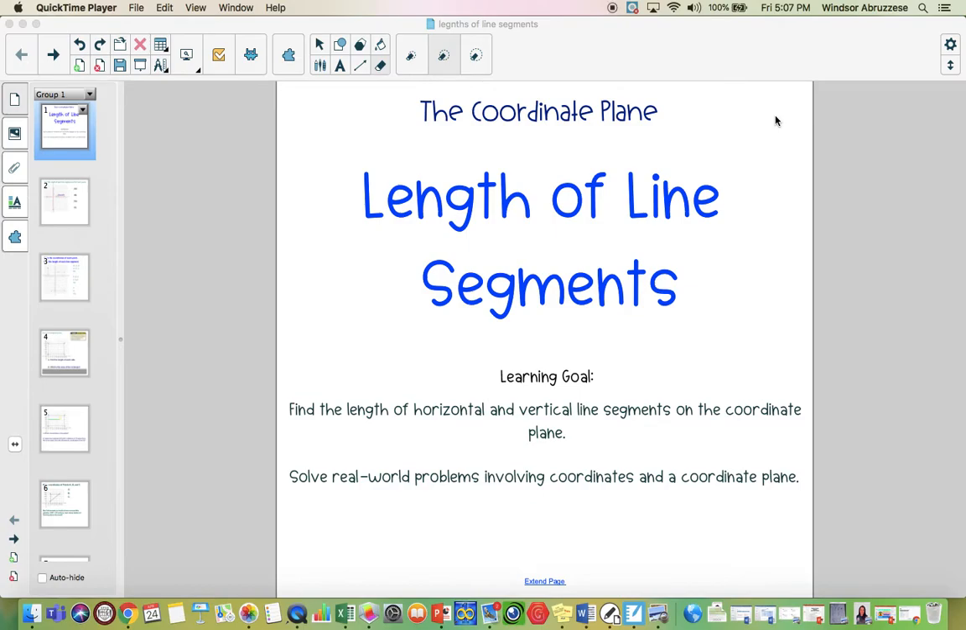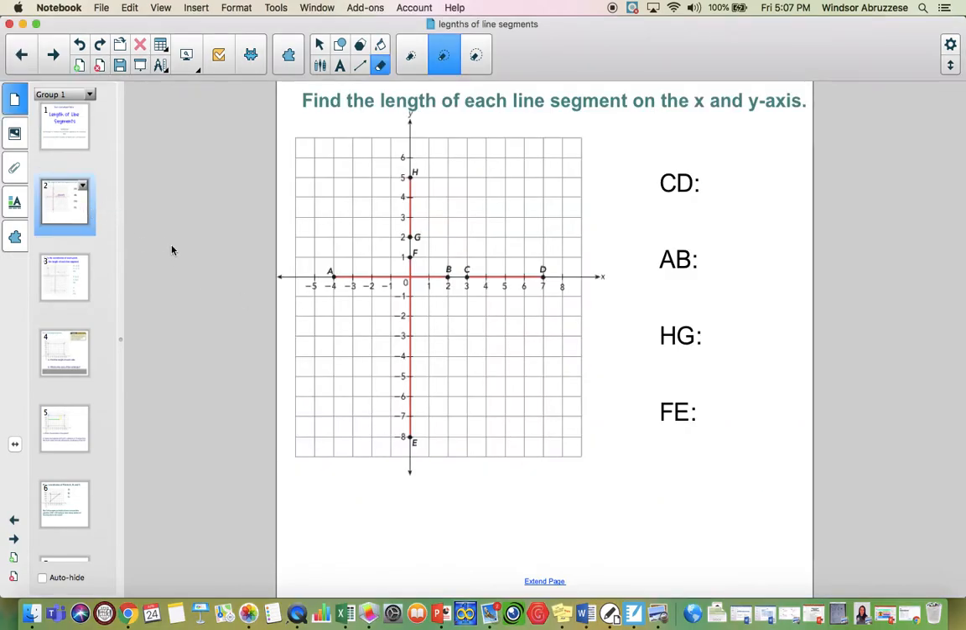In this lesson, we're going to continue working with the coordinate plane and we're going to talk about the length of line segments. So we have two learning goals for today. We're going to find the length of a horizontal and vertical line segment on the coordinate plane, and we're going to solve real-world problems involving coordinates and a coordinate plane. So let's start with this first example.